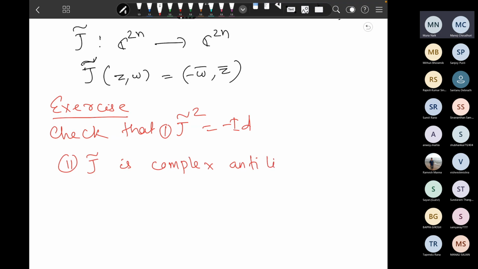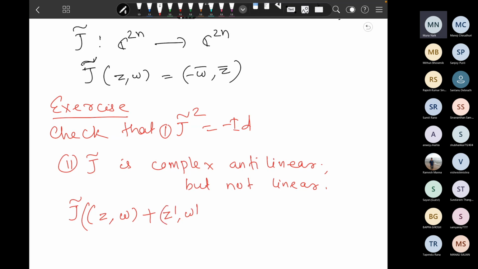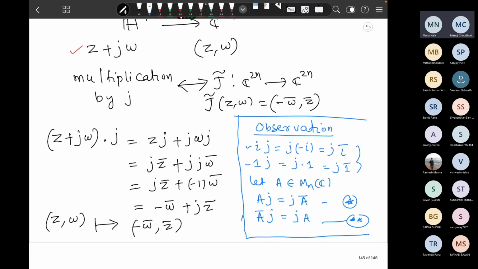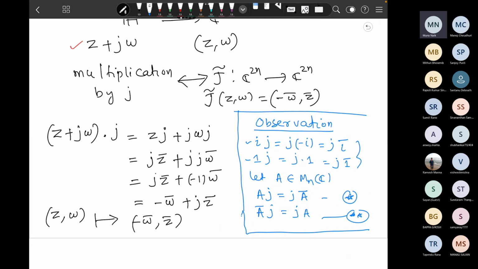What does it mean? Not linear. This means actually J tilde of JW plus J prime W prime, and so this is J tilde lambda J is equal to lambda bar J tilde J. This actually you can check, and I would like to stop here actually. So we will continue this in the next lecture. This will be a little difficult thing, but it will be okay in the next lecture.